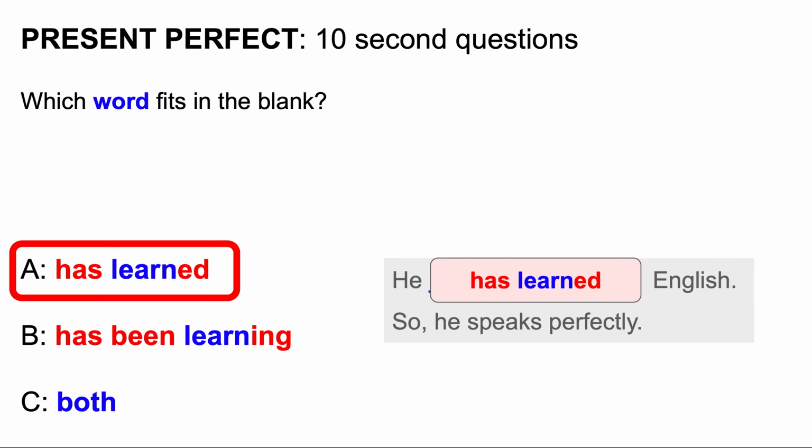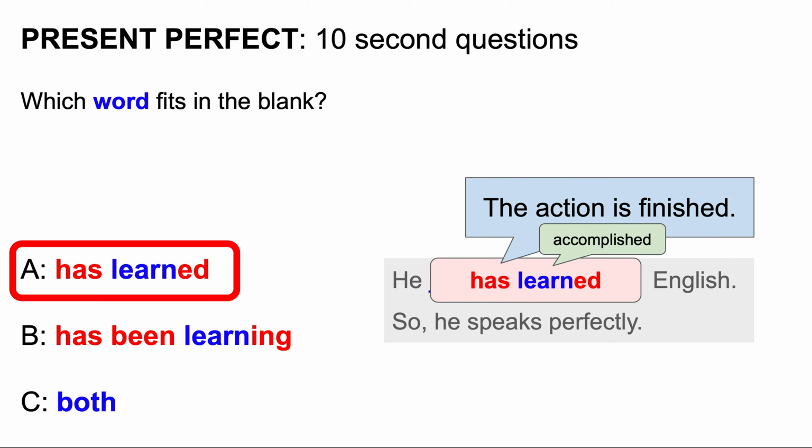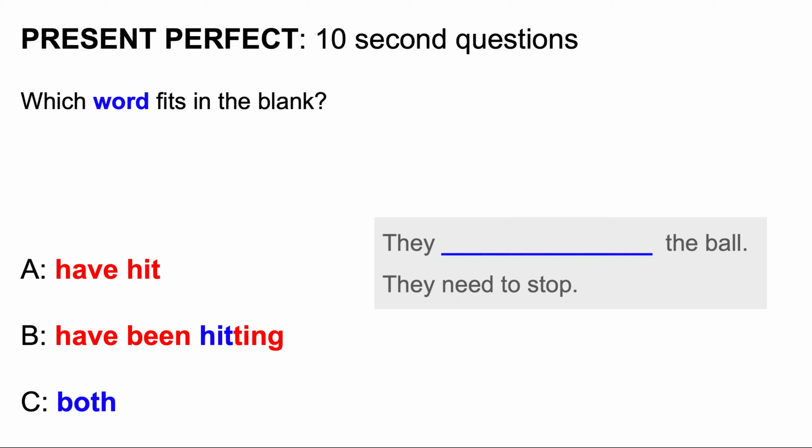He has learned English, so he speaks well. The action is complete, and learn is an accomplished verb. We use the present perfect because the action is complete and the action has already been accomplished. That's why he speaks perfectly. Next.